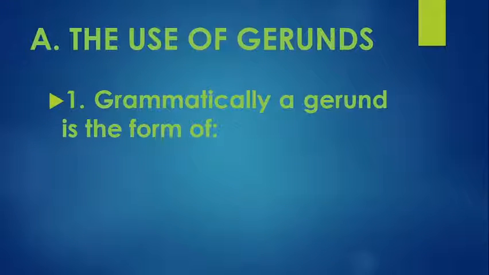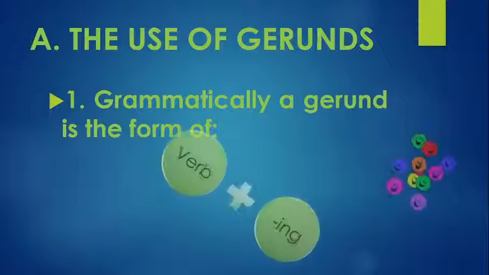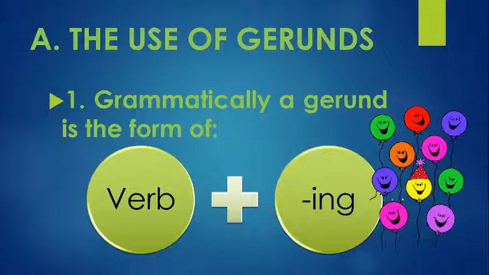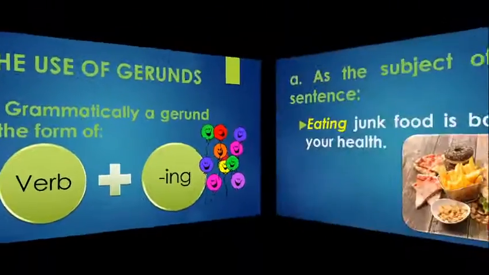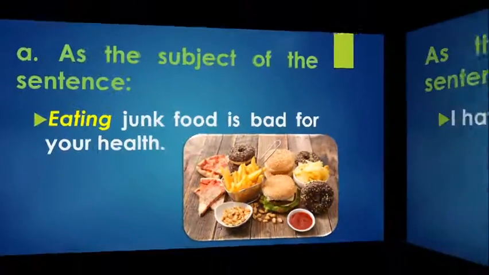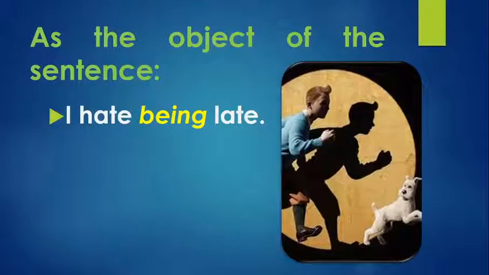What is a gerund? Grammatically, a gerund is the form of the verb plus ing. Sometimes the gerund is the subject of the sentence. For example, eating junk food is bad for your health. Sometimes it is the object of the sentence. For example, I hate being late.